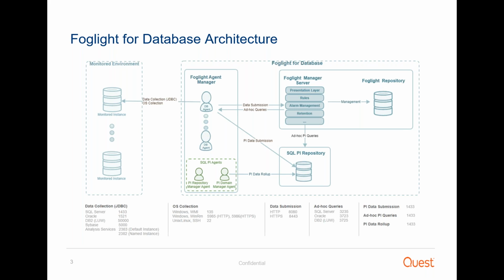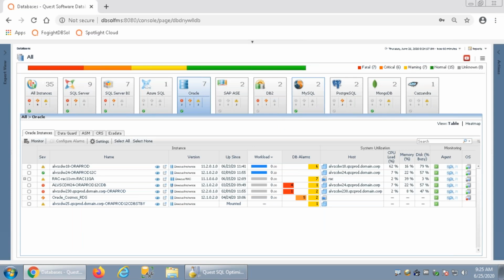So there is 1 agent per instance being monitored, and we would help you with setting up that configuration depending on the number of instances that you're monitoring. That Foglight repository maintains all the performance metrics, and those help us to, first of all, see the history, but also it generates this baseline.